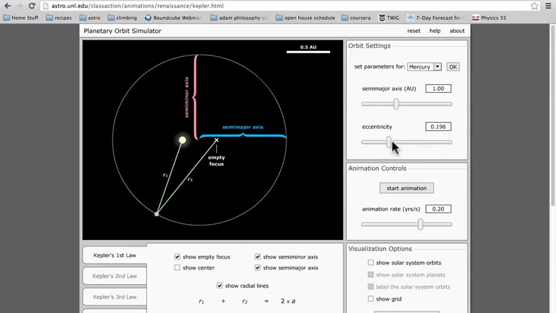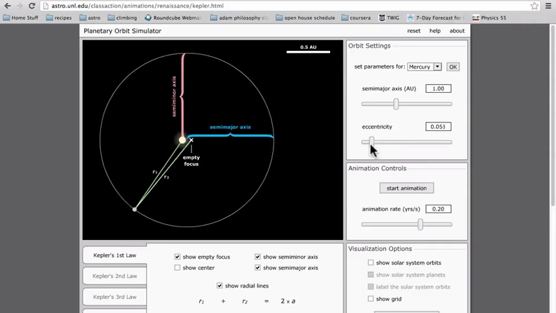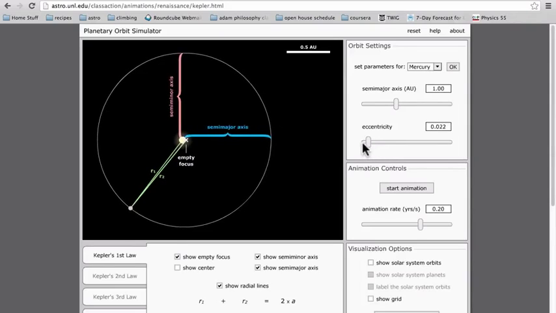The most eccentric planetary orbit is Mercury's, and it has an eccentricity of about 0.2. The eccentricity of the Earth is closer to 0.02, which means that it's very close to a circle indeed. This is roughly what the Earth's orbit looks like. So this is Kepler's first law. The orbit of any planet is an ellipse, and the Sun is at one of the focal points of that ellipse.